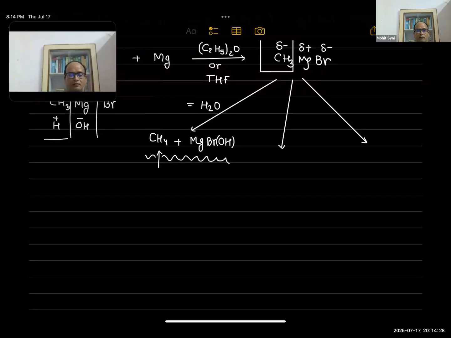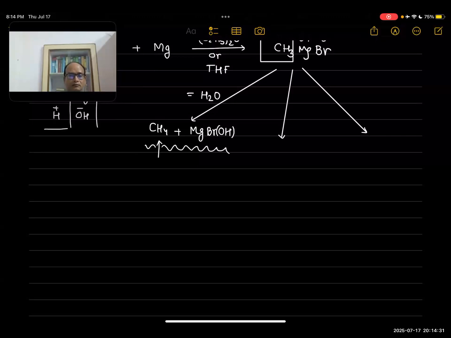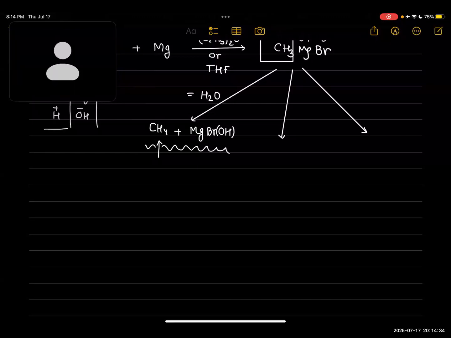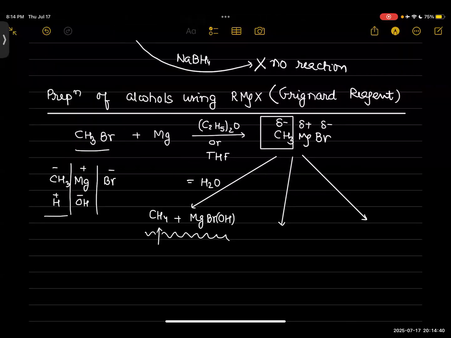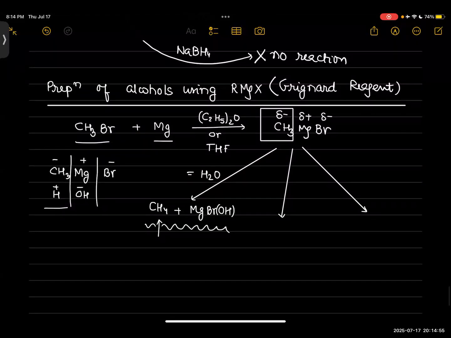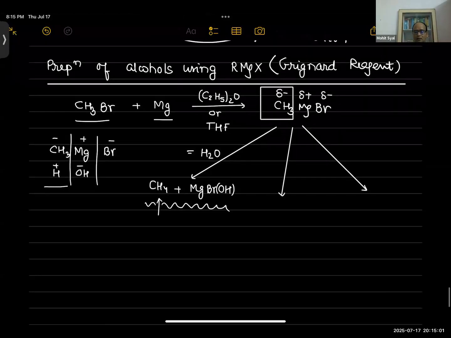Is it clear to everybody? Yes, sir. So if I put water into the Grignard, I will get alkane. This will be useful in your chapter of alkyl halide also. It was there. Okay. I will not get alcohol. Ibrahim, is it clear or not? Yes, sir. Got it.